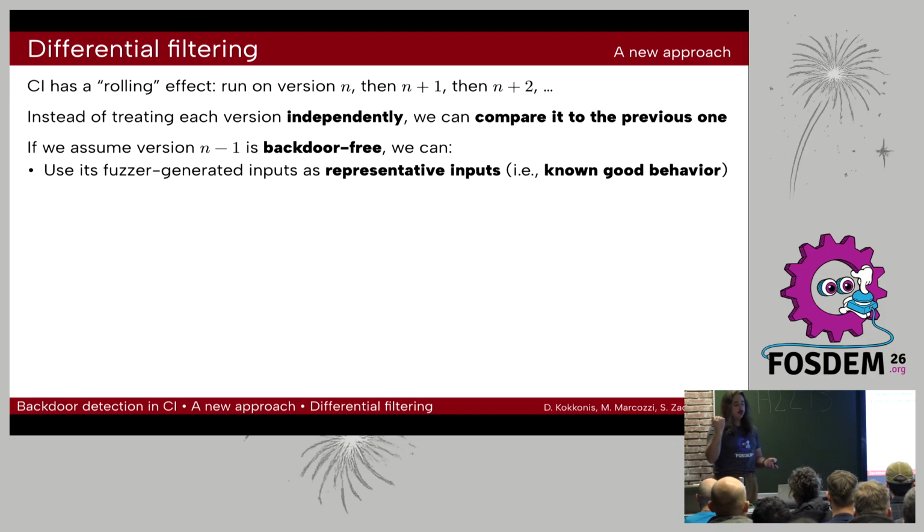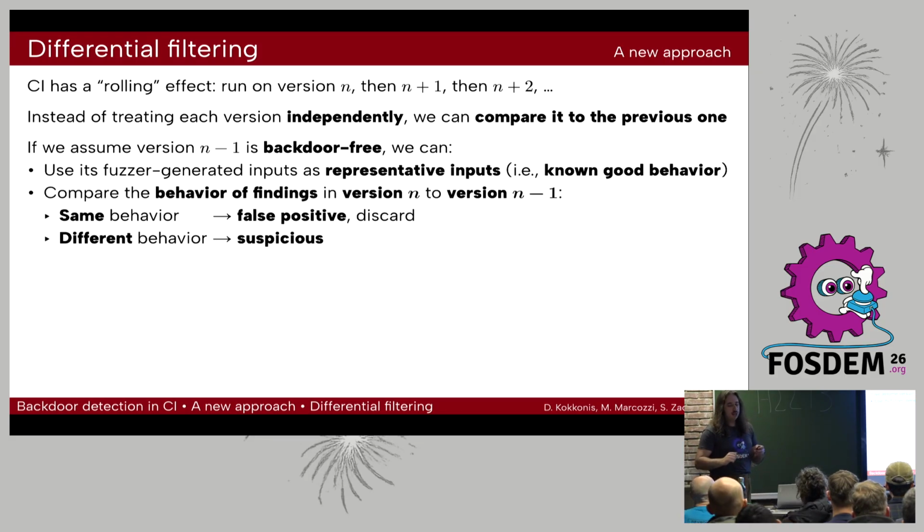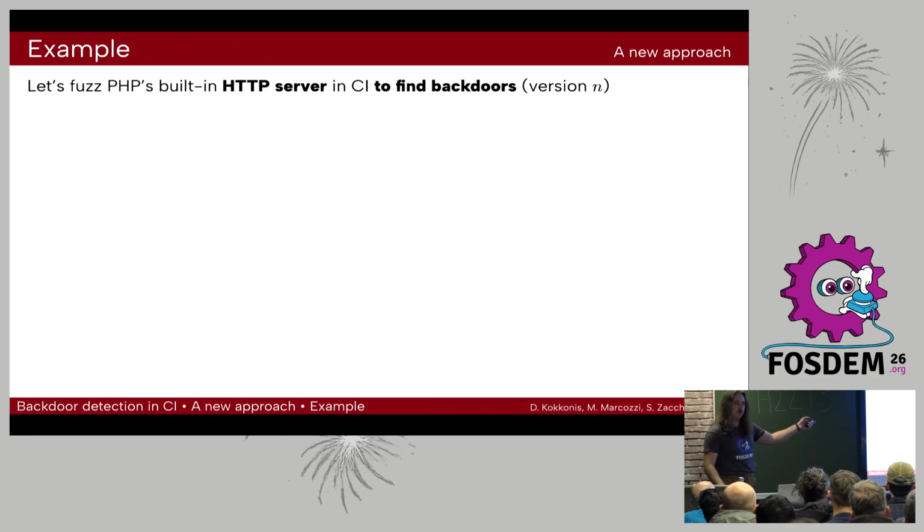So first of all, you can use its fuzzer-generated inputs as representative inputs, and that gives you a bunch more behaviors to compare to. And then you can go even further, and you can say that if I observe something being weird, quote-unquote, based on these heuristics in both versions, then it's probably fine, because since the previous version is backdoor-free, the behavior is the same. But if I only observe it in the new version, then there's a problem. So let's go over an example so you get what I mean.